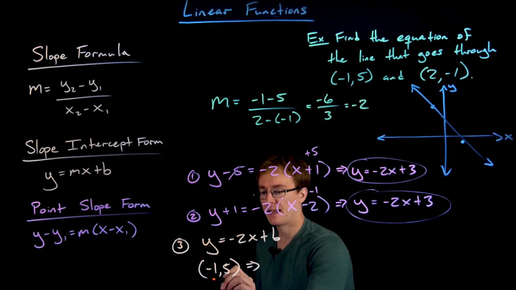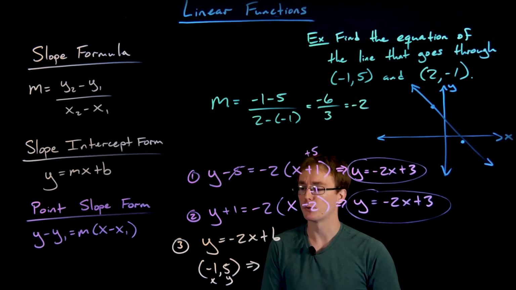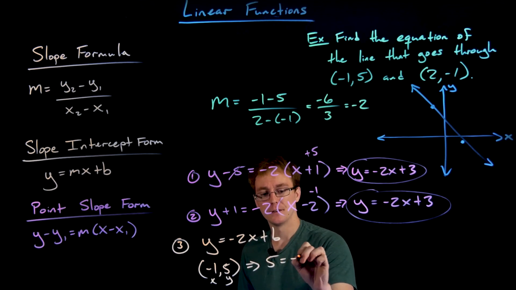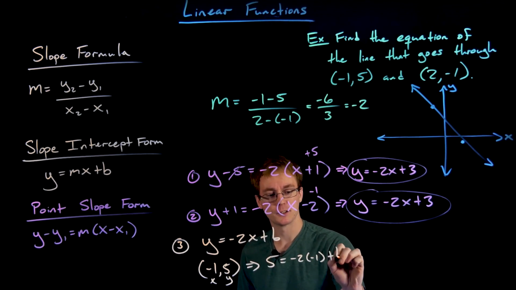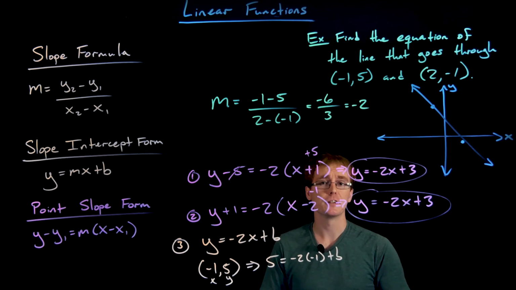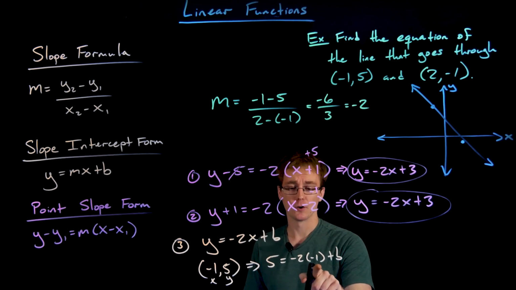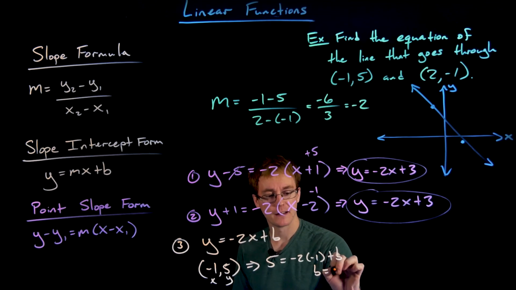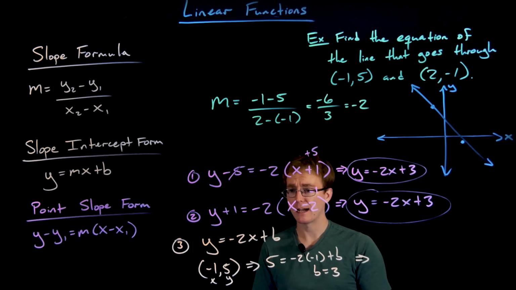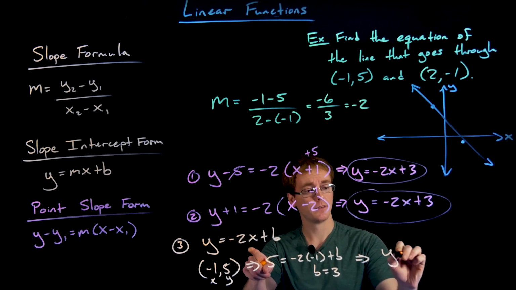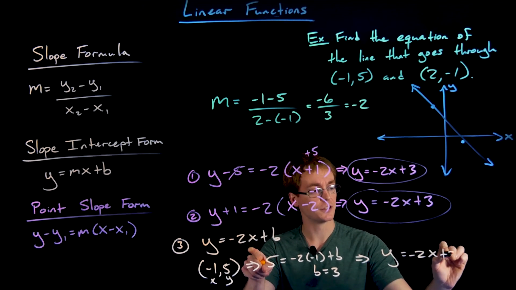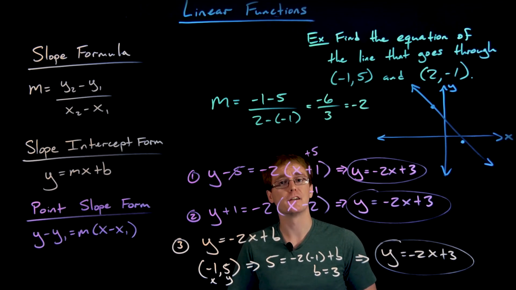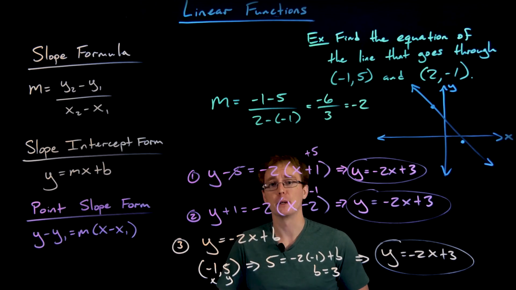So if we plug in x equals negative 1 and y equals 5, our equation becomes 5 is equal to negative 2 times negative 1 plus b. But negative 2 times negative 1 is positive 2. And so what do we have to add to 2 to get 5? That's our b value. And that's going to be 3. But now if we plug that b value back in, we get, once again, y is equal to negative 2x plus 3. That's the only equation we're really going to find for this line, because there is only one equation for this line.